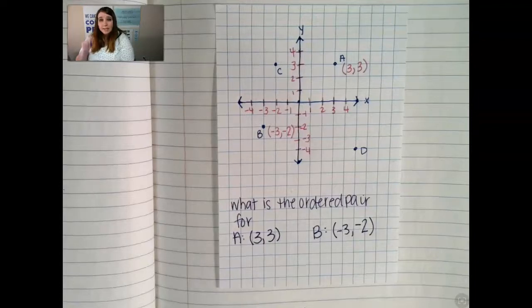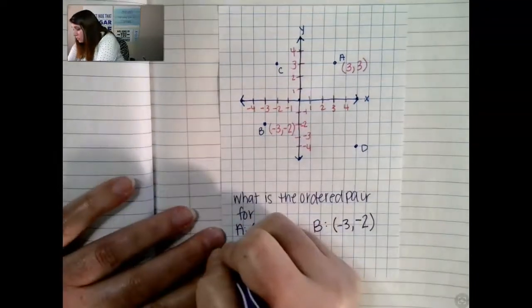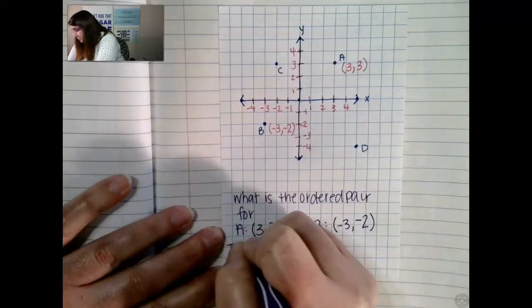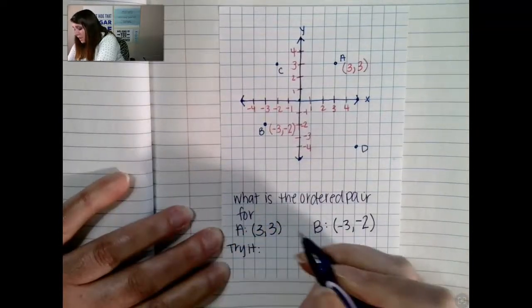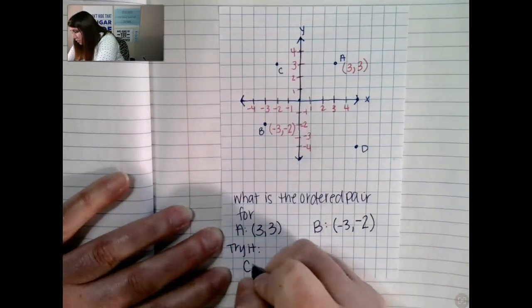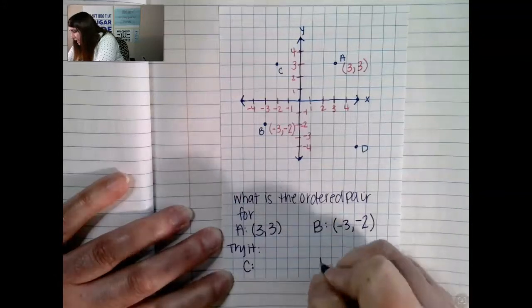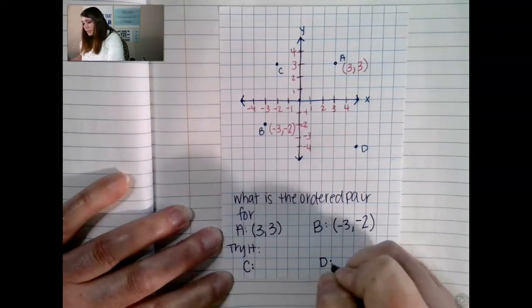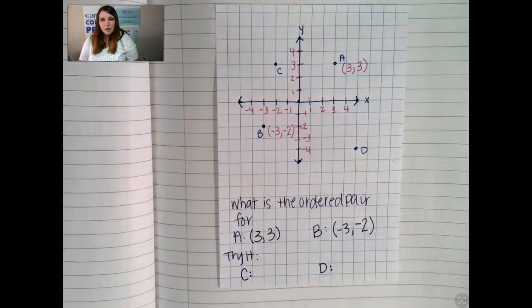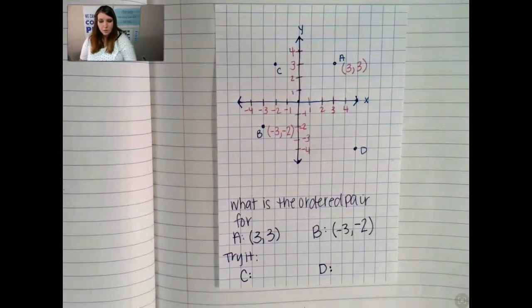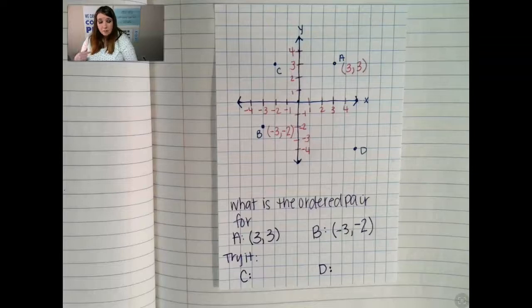So now it's time for a try it, and I want you to tell me what is the ordered pair or the location for dot C and the location for dot D. Maybe it's a post office and the other one's a school. We don't know because it's not really a real map. Okay, so go ahead and hit pause so that you don't hear me solving this for you. And then when you're ready, go ahead and hit play.